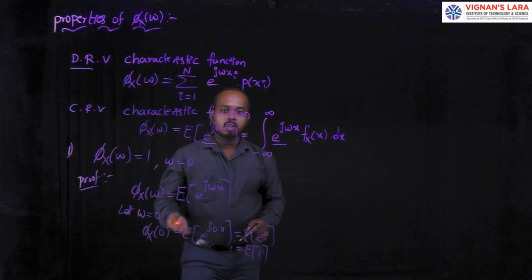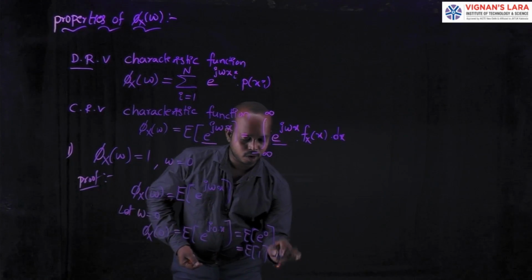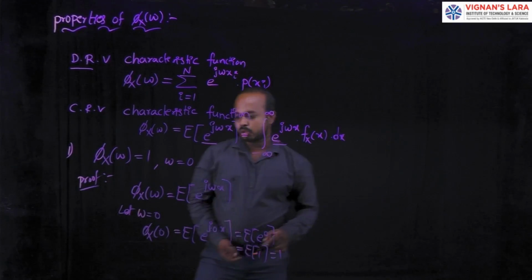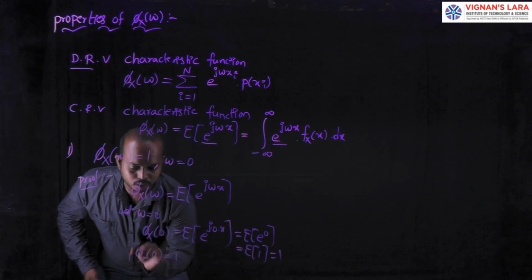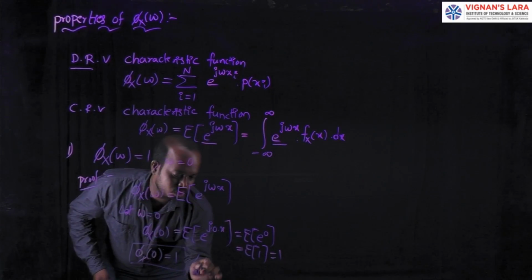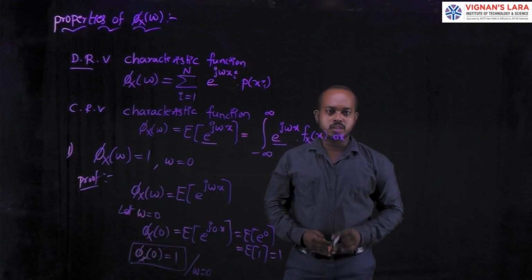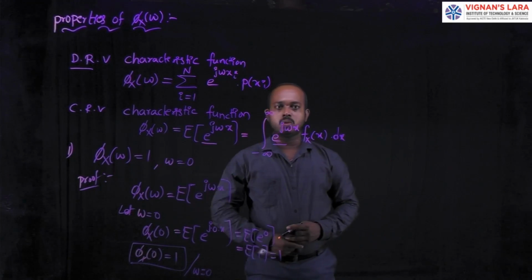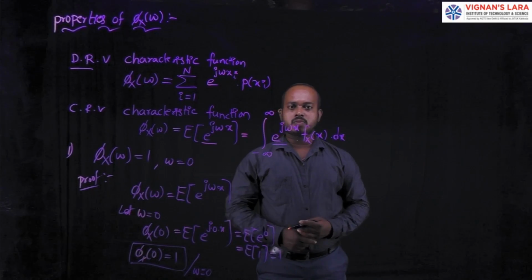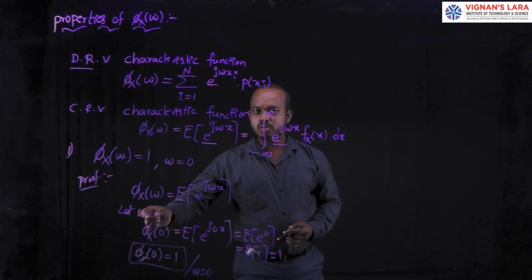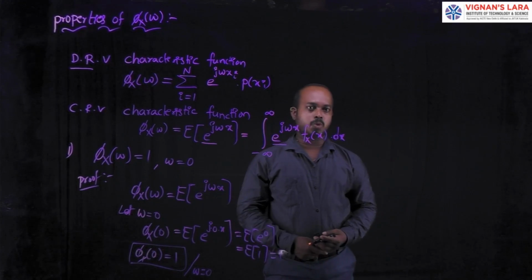Why? Applying the expectation on a constant, the value will be constant. That's why you can write the quantity as 1. From this you can write Φx(0) is equal to 1 at ω equal to 0. This is the first property of the characteristic function. It has the unity value at ω equal to 0. To prove this property, you just take the fundamental equation of the characteristic function, then substitute the ω value 0 in this relation, and we obtain the value 1. This is the first property.